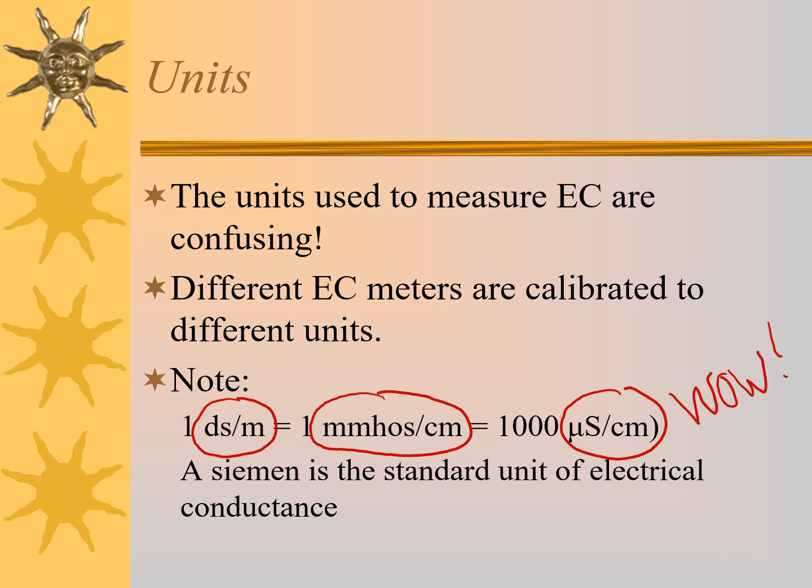But I think it's important that you understand that different meters are calibrated to record in different units, and you need to understand which units your meter, your instrument, is using, and that there is a way to convert from one type of unit to a different type of unit. And this little formula right here can help you do that.